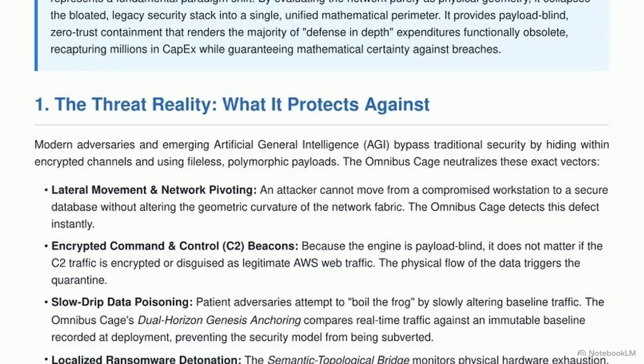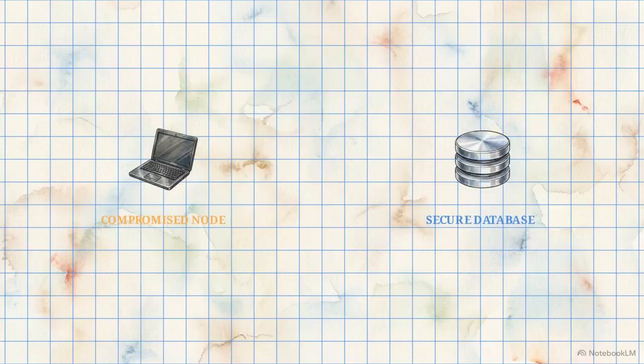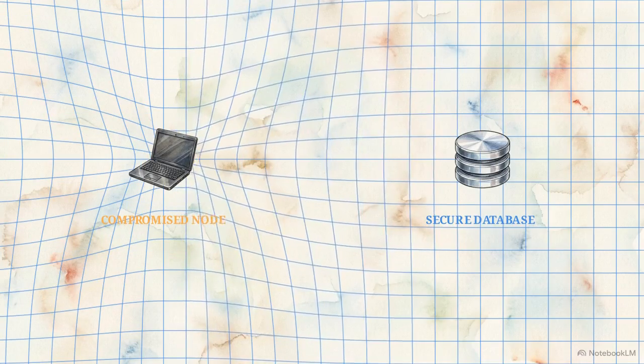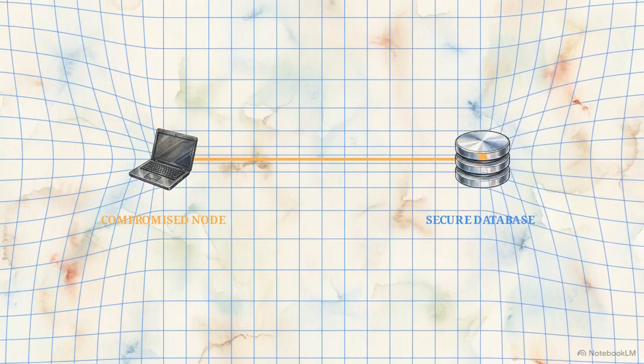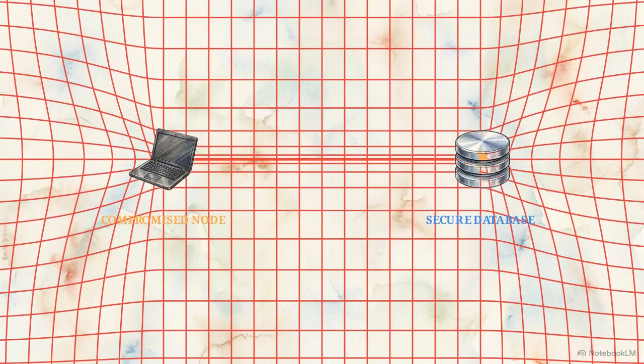We can see how this works against specific tactics, such as lateral movement and network pivoting. If an adversary attempts to move from a compromised workstation to a secure database, they must alter the geometric curvature of the network fabric, triggering an immediate detection.